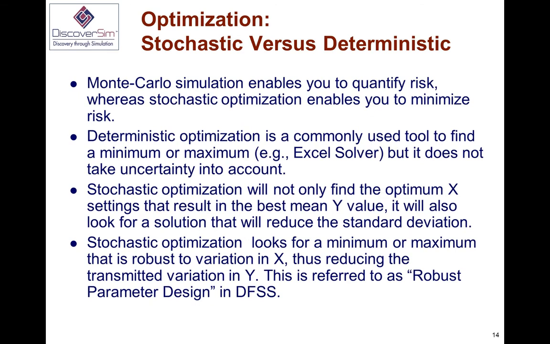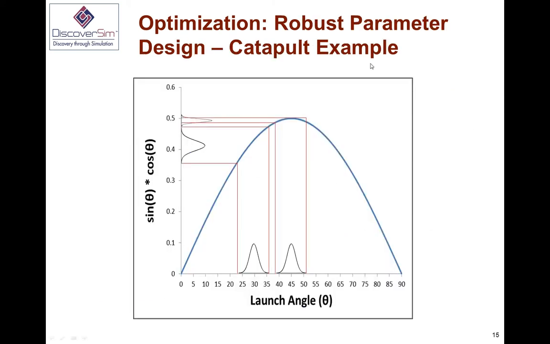Now, optimization, I'm going to be very brief here. I just want to talk about stochastic optimization, and essentially what you're trying to do is reduce the transmitted variation. So is there an X value that actually reduces the output standard deviation? This is also known as robust design in Design for Six Sigma. And this is illustrated here in the catapult example. We're not going to do that today. That was in a previous webinar, and it's also in the DiscoverSim workbook.